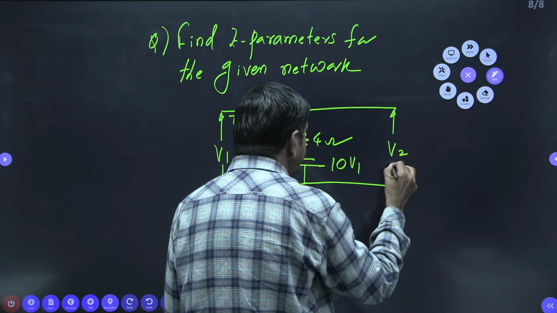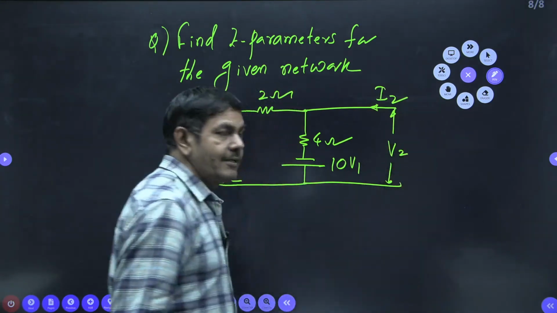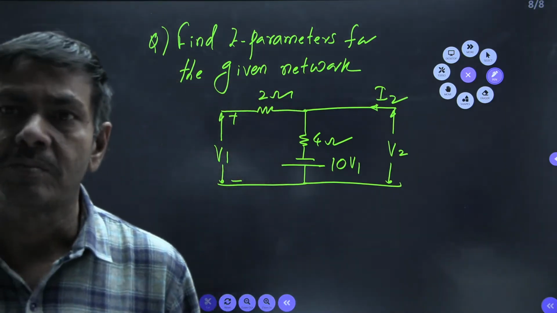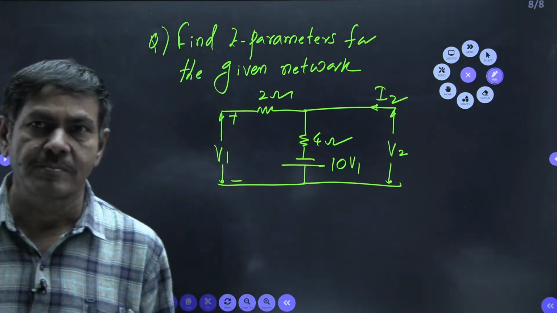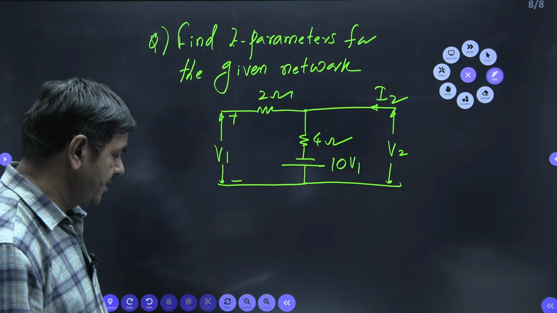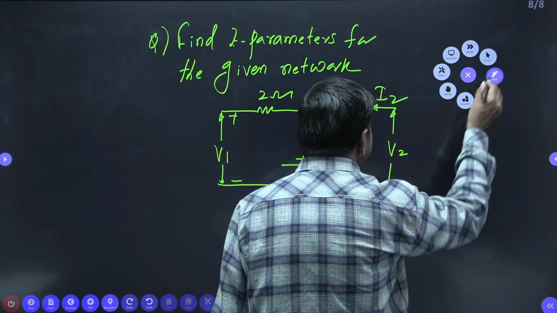This is given V2. This current is given I2. The network is given like this. We have to compute the required values. Z parameters are required from the given network. You can start doing this question. How can we do this question?